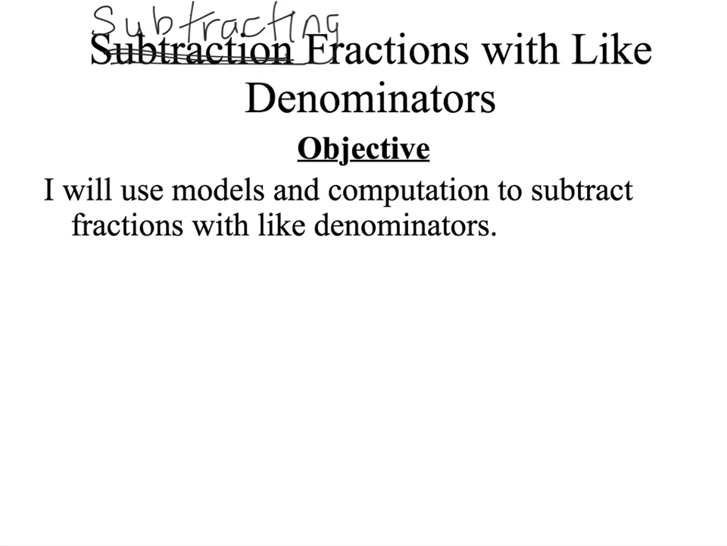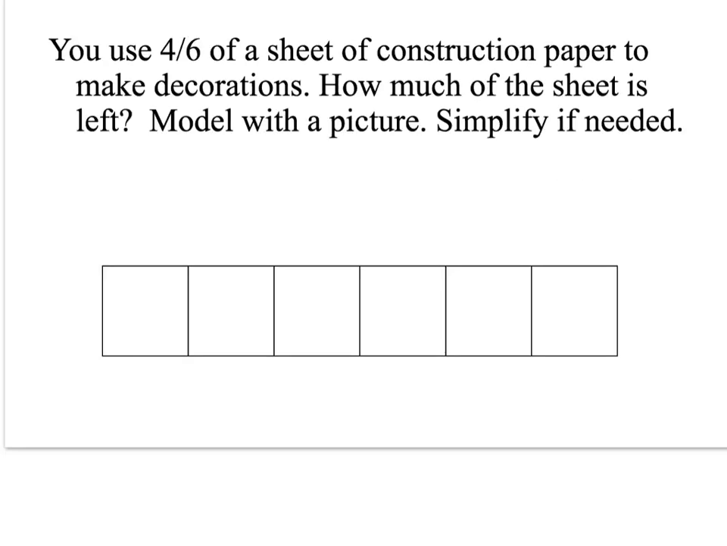So we're going to be doing the exact same thing that we did yesterday, except we're going to be dealing with subtraction problems. So we're going to do the following problem in our notes. It says that you use 4/6 of a sheet of construction paper to make decorations. How much of the sheet is left? Model with pictures and simplify if needed. From yesterday's lesson, we learned that simplify means that we're going to write the fraction in its smallest form using the greatest common factor. So let's first take the problem and use CUBES.